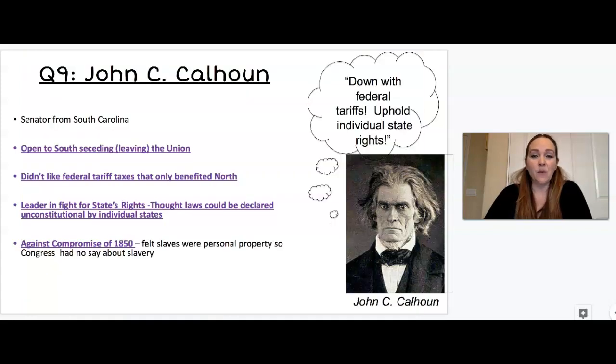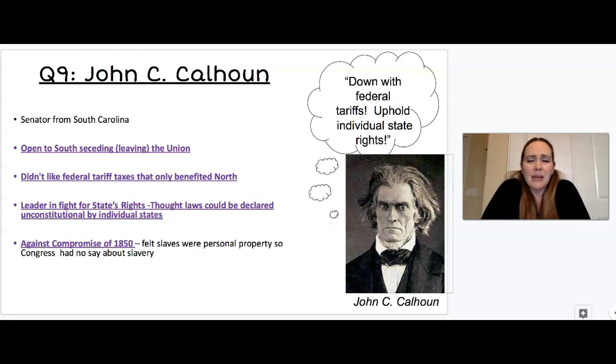All right, last question for this PowerPoint, guys. Q9, John C. Calhoun, crazy hairdo, reminds me of Albert Einstein every time, okay? So he's a senator from South Carolina, pro-slavery, okay? So that's where he's coming from with that idea. He's been open the entire time to the South seceding, vocab word there, okay? To secede means to leave the Union. Remember, Union is the United States. So the South is still thinking about leaving America, pretty much is what it's saying, okay?